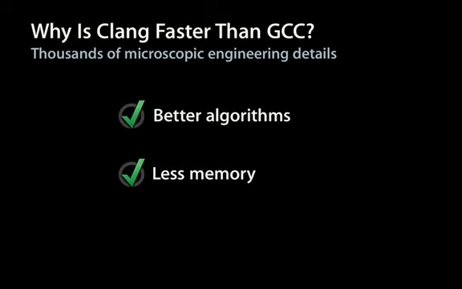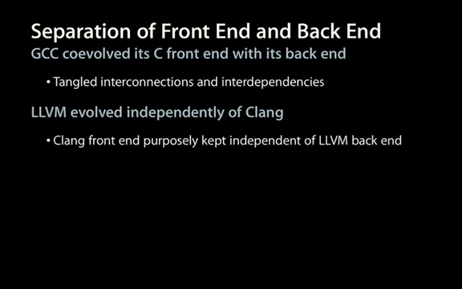Well, there's not one easy answer, right? I mean, it's not like we fixed one problem in GCC and it magically got dramatically faster. If you boil it down, there's thousands of specific engineering decisions we made, or the specific design decisions we made to achieve this. We can wave our hands and say it's better algorithms and less memory, but I want to give you an example of two things. One is this LLVM and Clang separation.